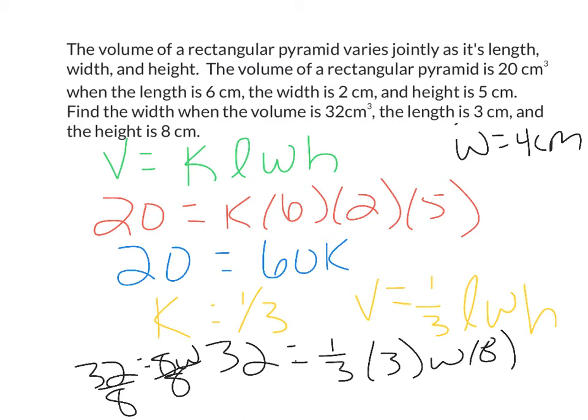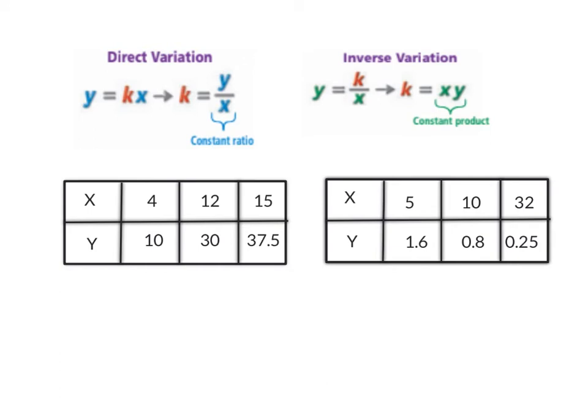Please take a moment to pause this video and record this example. Now I want to take a moment to rewrite some of our equations. If we take our direct variation function y equals kx and we solve for k by dividing both sides of the equation by x, we get k equals y over x, so our constant of variation is a constant ratio. If we take our inverse variation function, y equals k over x, and solve for k by multiplying both sides by x, we get k equals xy, a constant product.